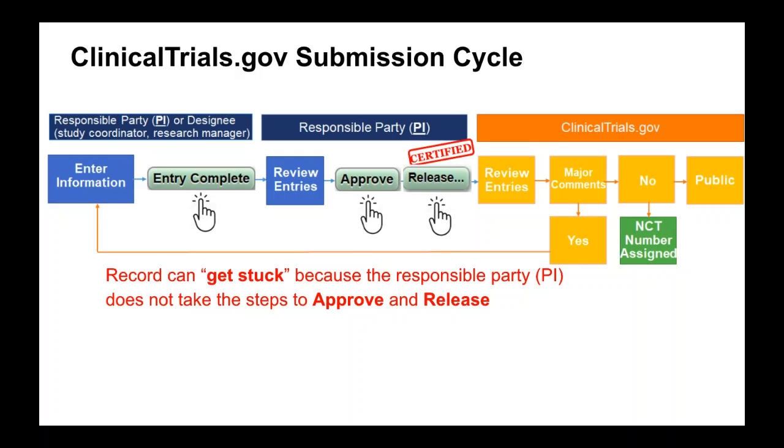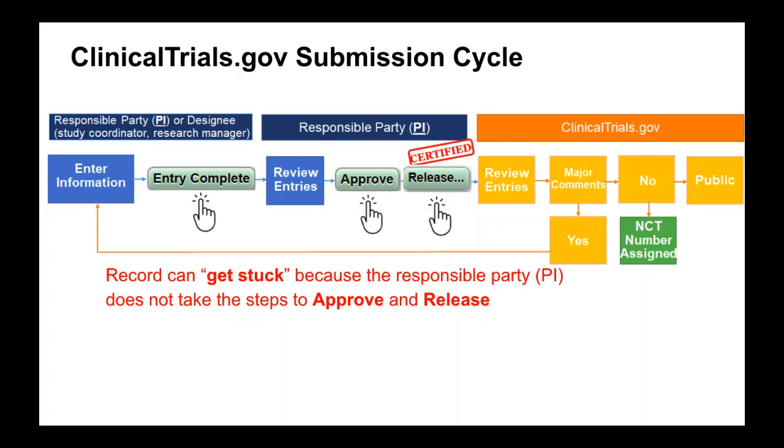CT.gov review will take up to 7 days for registration and 30 days for results. When CT.gov finds any issue with the reported information, it will come back with a stipulation. An email will be sent to the record owner and whoever worked on the record.